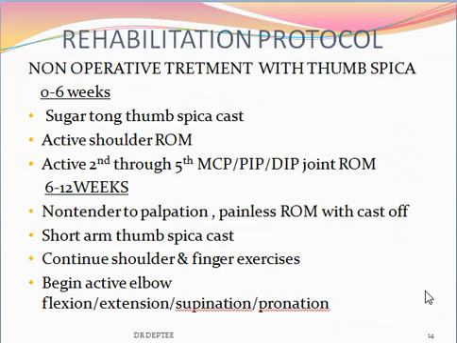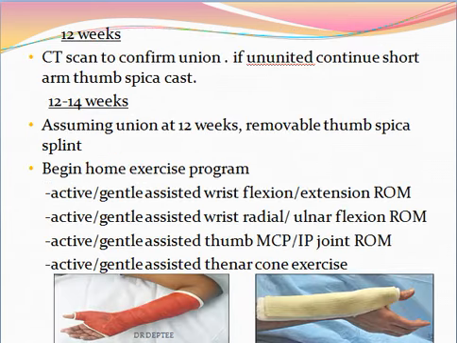Now, rehabilitation protocol for first 6 weeks, sugar tong thumb spica cast could be given, active shoulder exercises could be given, active 2nd to 5th MCP, PIP, DIP range of motion activities could be given. For the coming 6 weeks, that is from the 6th to 12th week, non-tender to palpate, painless range of motion with cast off exercises could be given, short arm thumb spica casts could be given, continue shoulder and finger exercises, begin with active elbow flexion extension, supination pronation exercises.